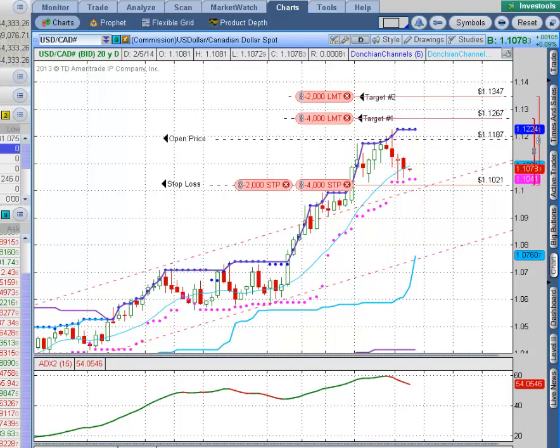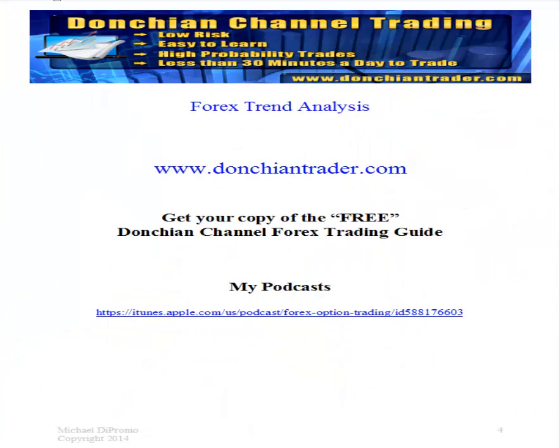And here's the price chart for our open trade on the US Canadian dollar. We're still long 6 micros at 1.1187, and target number 1 is at 1.1267. Our stop loss is at 1.1021.